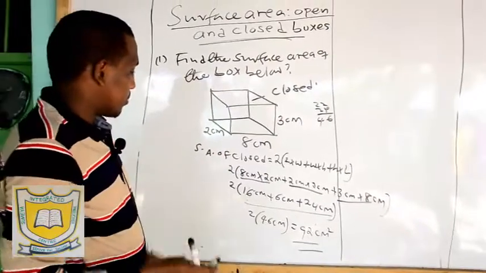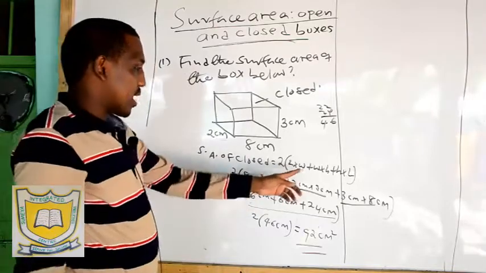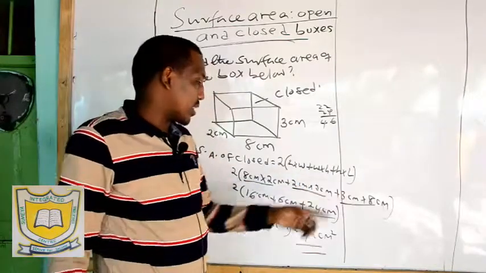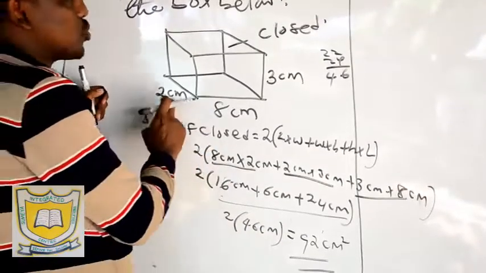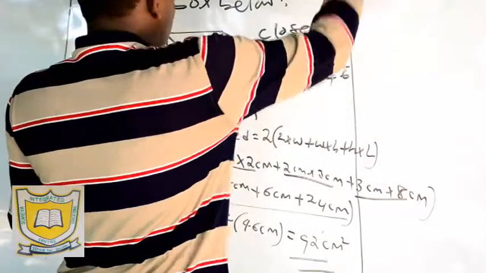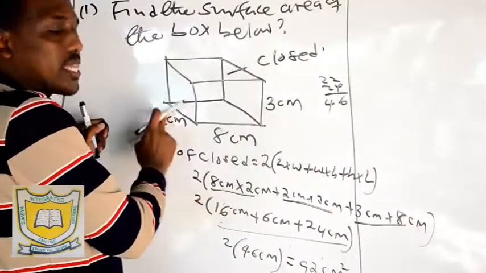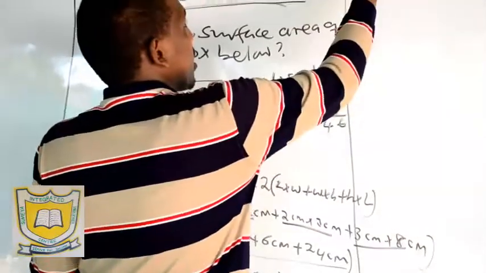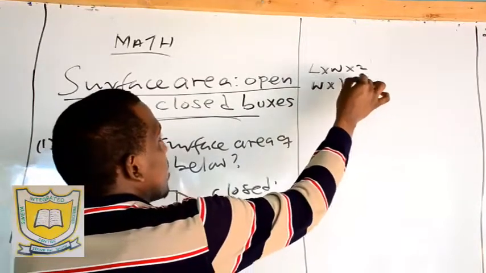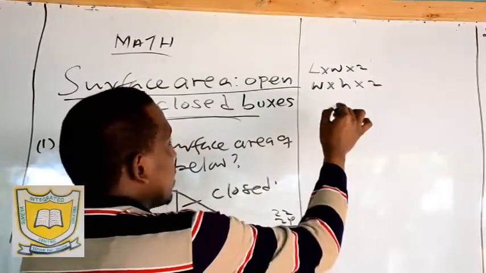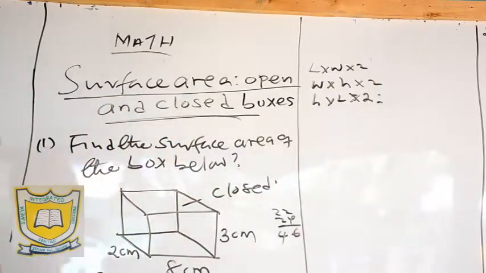What we are saying is 2 into bracket length times width plus width times height plus height times length. Or in short, you can say length times width times 2, then width times height times 2, then height times length times 2. That's how we solve.